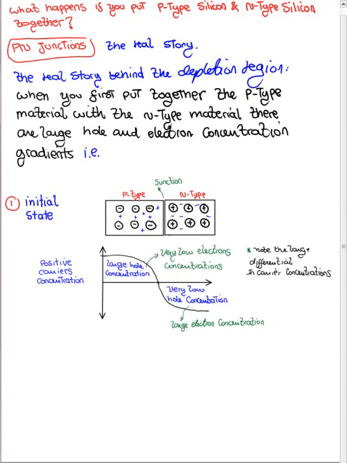The initial conditions also tell us that there is a large hole concentration in this side, and a very low concentration of holes in this side, right? We also have a very low concentration of electrons in this side, and a very large concentration of electrons in this side, right? So note the large differential in carrier concentrations. Hint, hint, diffusion. So let's write what's going to happen.